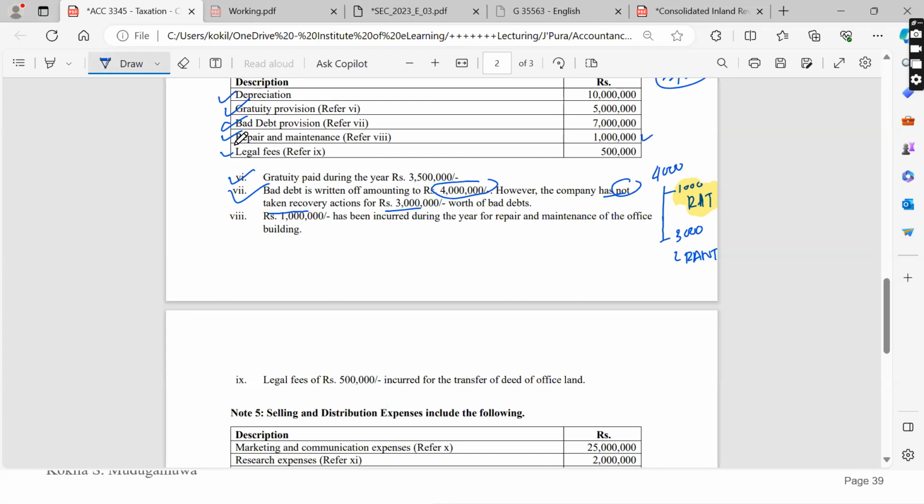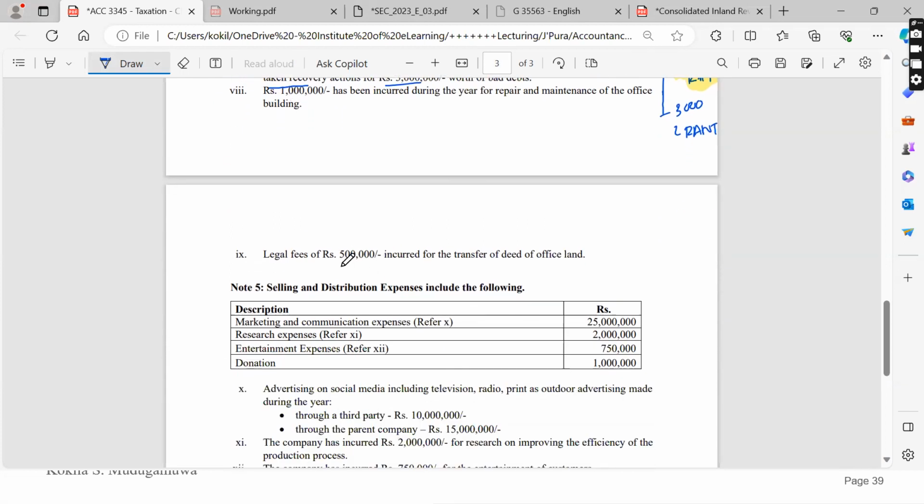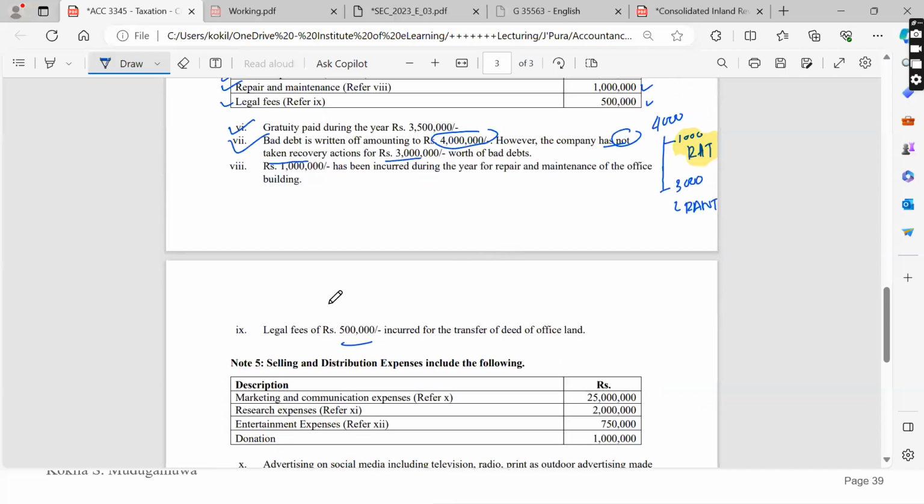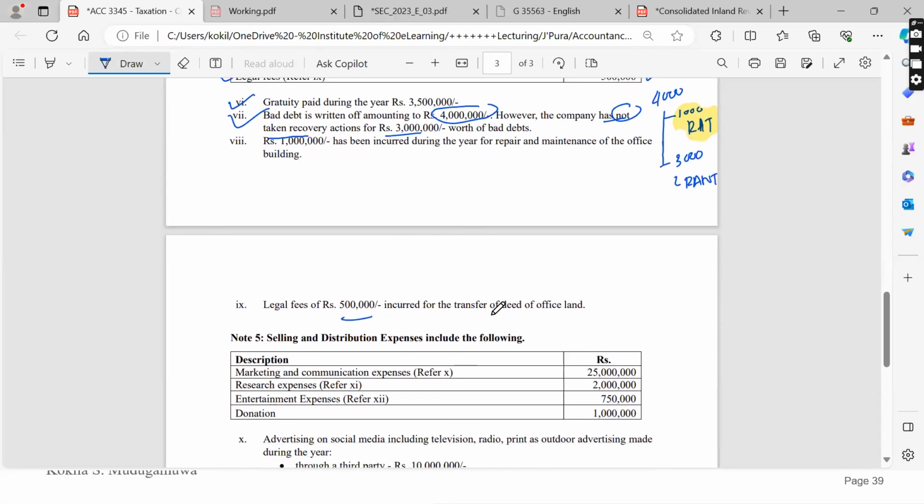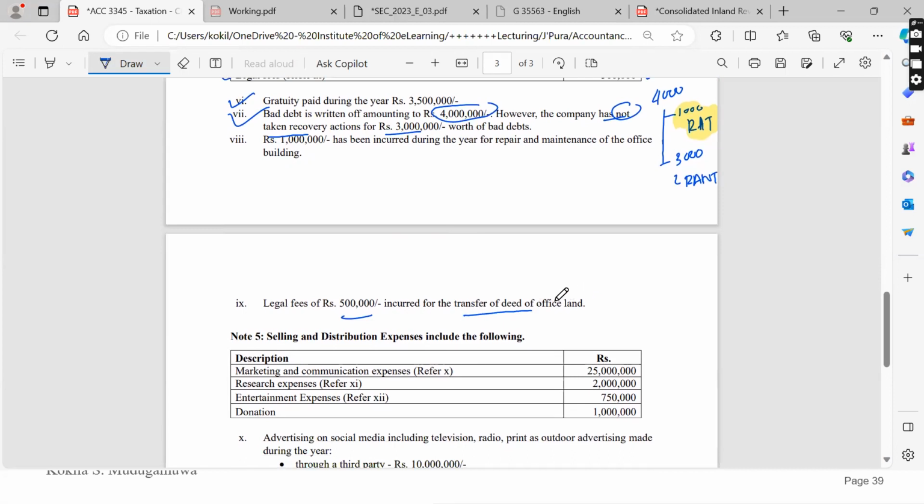Legal fees. Again we have to refer to the note on legal fees. Generally we can deduct legal fees other than those of capital nature, right? If it relates to capital nature, legal fees of 500 incurred on the transfer of a deed of office land.